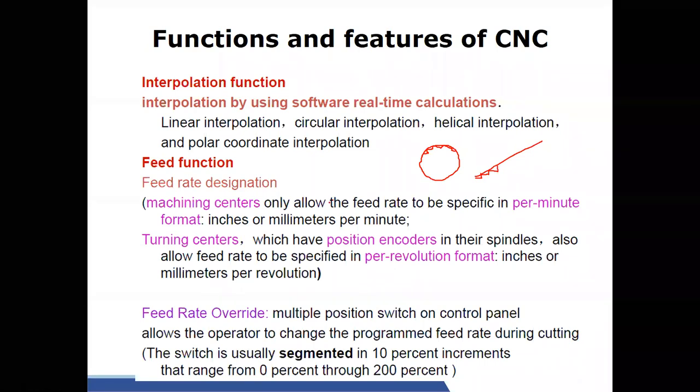Second important function is the feed function, feeding. Per revolution, how much distance the tool has to advance, that is known as feed. And the speed of the spindle is also defined by the CNC system. Here, the per revolution format is most common: how much the tool advances per revolution of the spindle. These are all the terms used in the CNC system.